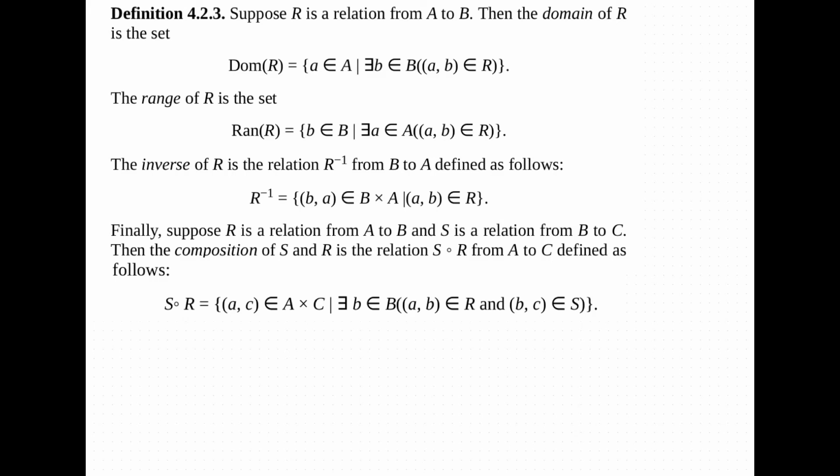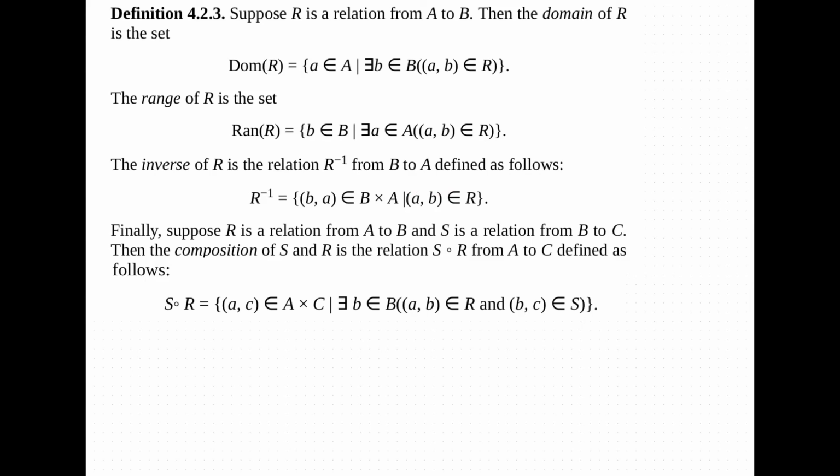So suppose R is a relation from A to B, then the domain of R is the set of a in A such that there is a b in B so that the ordered pair is in the relation. The range has a similar definition, except now it's those b's in B so that there is some a in A so that the ordered pair is in R. And finally, an inverse, where our inverse is the relation from B to A, where now it's just the ordered pair, but flipped. Now it's (b, a) in the Cartesian product of B and A, such that the ordered pair (a, b) is in the relation R.